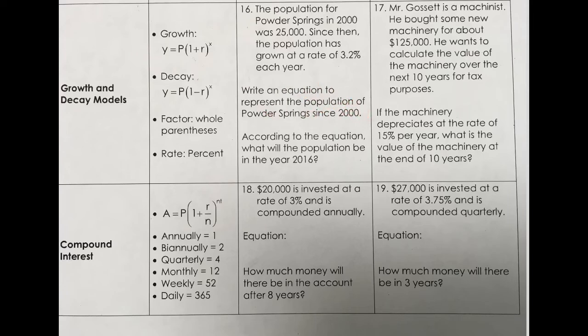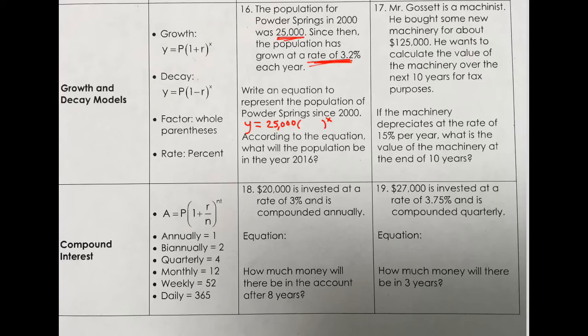Okay, so that's easy. It's telling us in 2000, what did we start with? We started with 25,000. It's telling us we're growing at a rate of 3.2% each year. And so where are we going to write it? We're going to write it just in the middle here. And so we have y is equal to our initial amount, which is 25,000. Inside our parentheses, we'll just write the parentheses for now. It's going to be to the x power.